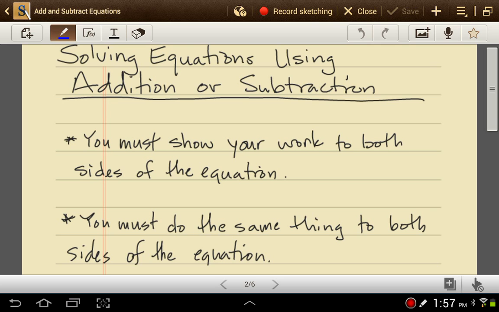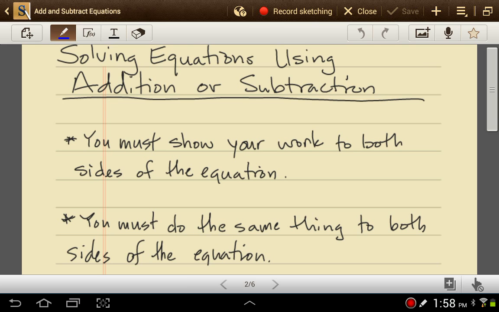First key point is you must show, and this is for my class, so in order to get full credit, you must show your work to both sides of the equation. Okay, I have a lot of people who try to shortcut this or do it in their head. I know that you can do some of these problems in your head. I know that you can try a shortcut and you're going to say you're showing me what's going on, but you really need to focus on the correct mathematical process here.